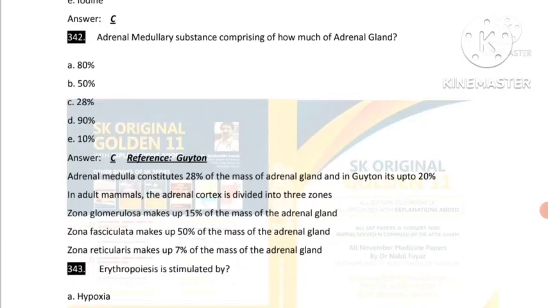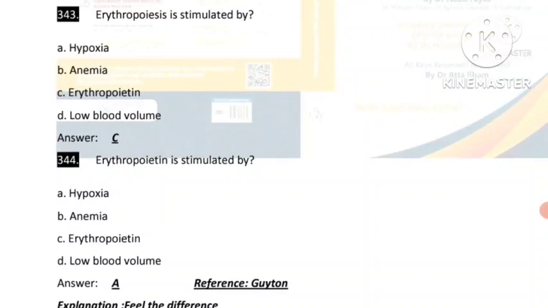Point number 343, erythropoiesis is stimulated by which of the following? Erythropoietin. Remember, these are two different scenarios. Erythropoiesis is stimulated by erythropoietin, and point number 344, erythropoietin is stimulated by hypoxia. Erythropoietin is stimulated by hypoxia, and erythropoiesis is stimulated by erythropoietin.